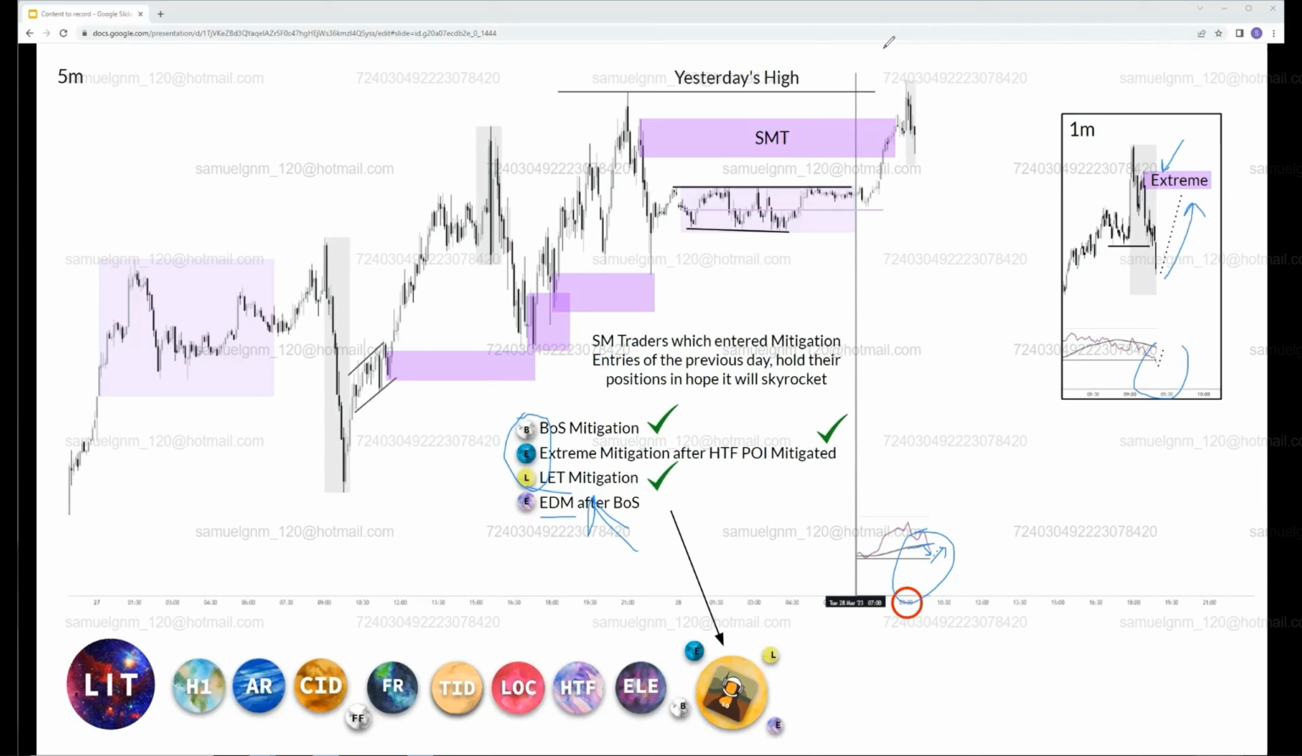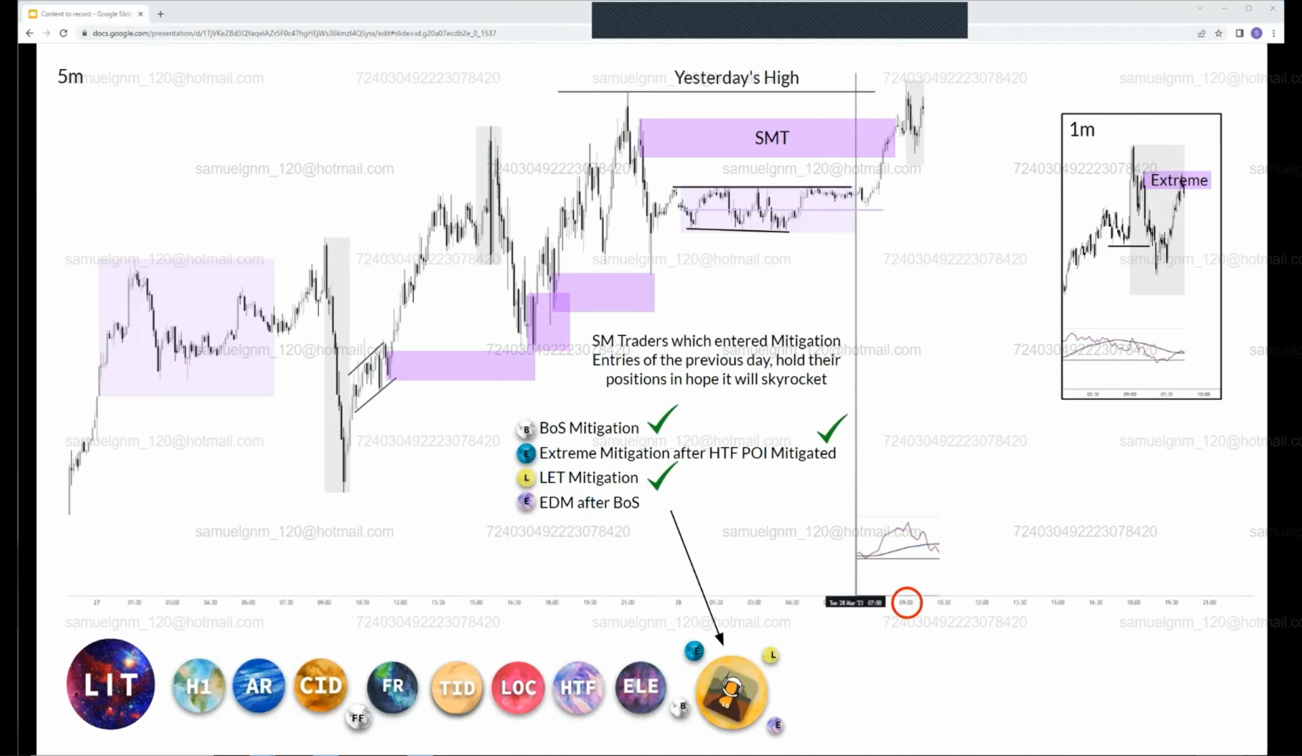Again, I'm not so set on it. It could be. Take the drawings away. And now what we can see, of course, is price reacts to the mitigation. 5M is not so easy to see, the mitigation. 1M, perfectly in the mitigation, perfectly over there.